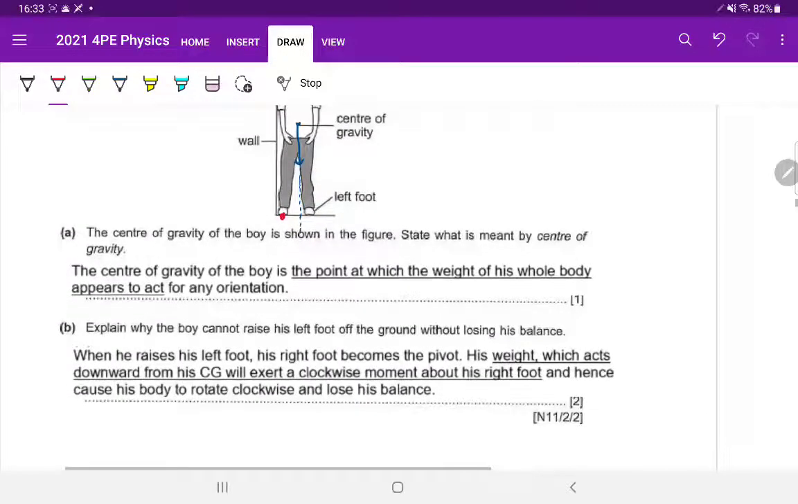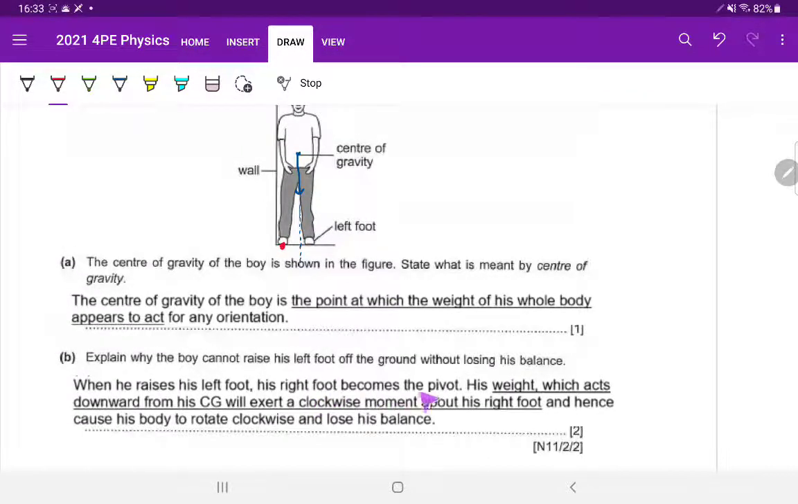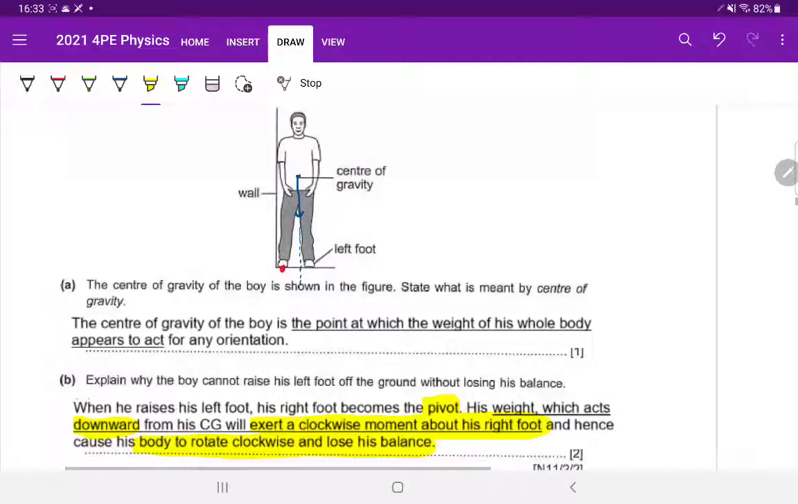So let's explain that. When he raises his left foot, his right foot becomes the pivot. So firstly, you need to identify the pivot. His weight, which acts downward from his center of gravity, will exert a clockwise moment about his right foot. And because it exerts a clockwise moment on the right foot, it will cause him to rotate clockwise and lose his balance. So it's a fairly straightforward answer. You're really just explaining where the pivot is, where the force is, and so where the moment is, and what will happen.